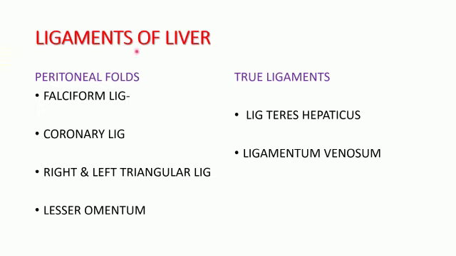Coming to the ligaments of the liver. The liver has two types of ligaments, peritoneal folds and true ligaments. The peritoneal folds are nothing but folding layers of the peritoneum, a connective tissue layer which is lined with epithelium. We can name them accordingly: falciform ligament, coronary ligament, right triangular, left triangular ligament, lesser omentum. All these layers are nothing but folds of the peritoneum. The grip and support given to the liver is a little less when compared with the true ligaments. The true ligaments are ligamentum teres hepaticus and ligamentum venosum.